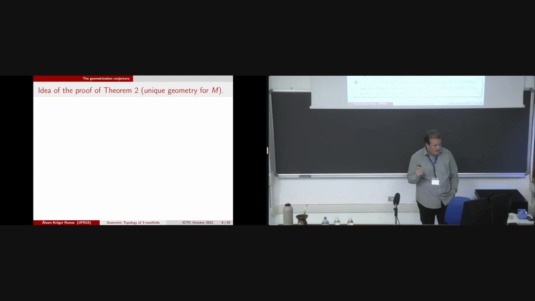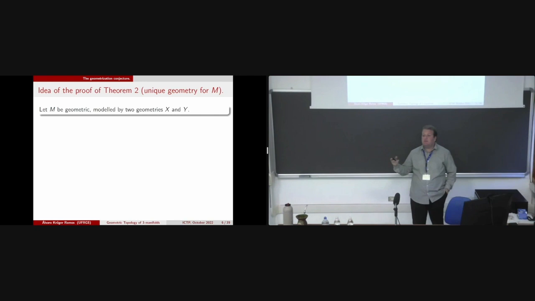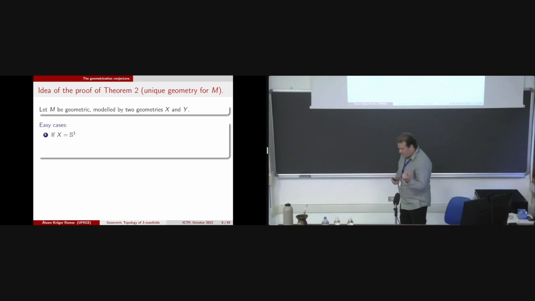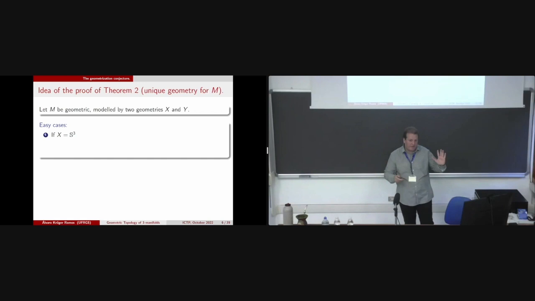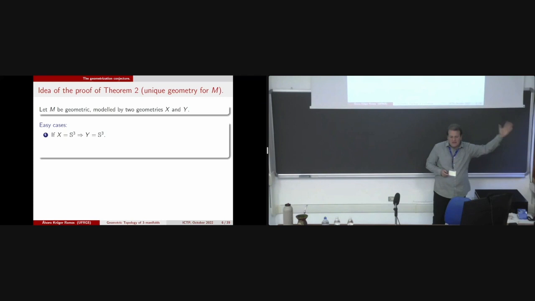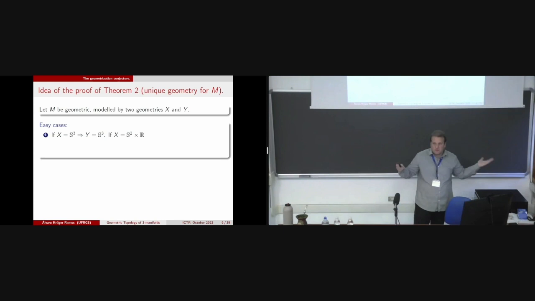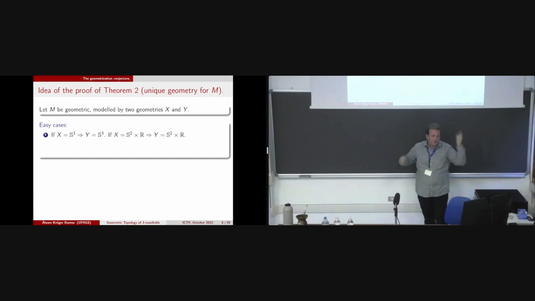Okay, idea of the proof of theorem two, that you cannot have two distinct geometries for your manifold. So assume that you have a geometric manifold modeled by two distinct geometries, by contradiction. We have some easy cases to rule out. The first one: if the first geometry is S3, then we know that M has finite fundamental group. Then any other geometry creates things with infinite fundamental group, so Y is also S3. Same goes for S2 times R. There are only two closed orientable manifolds modeled by S2 times R, so we know that they cannot be modeled by anything else. So Y is also S2 times R.